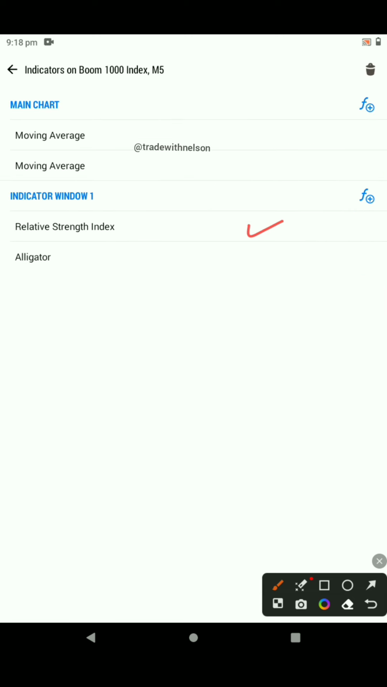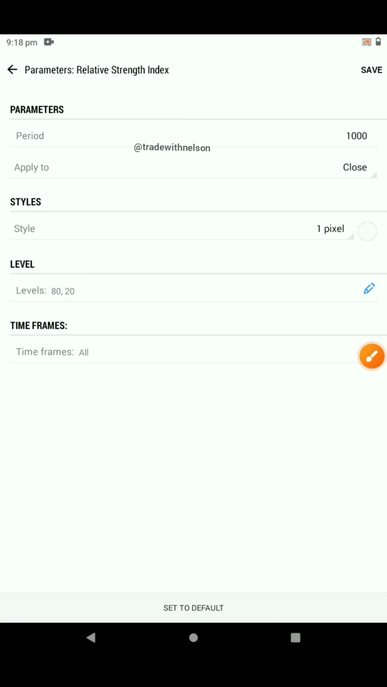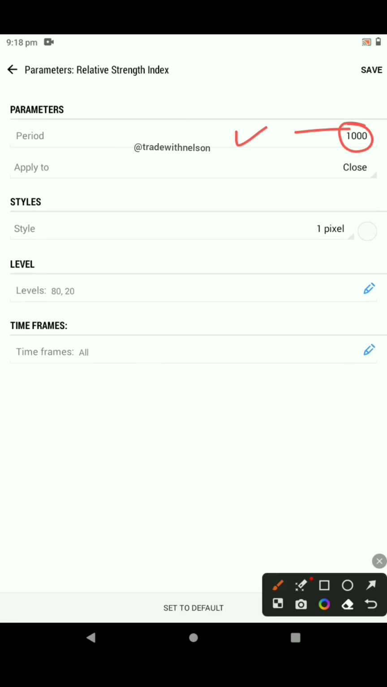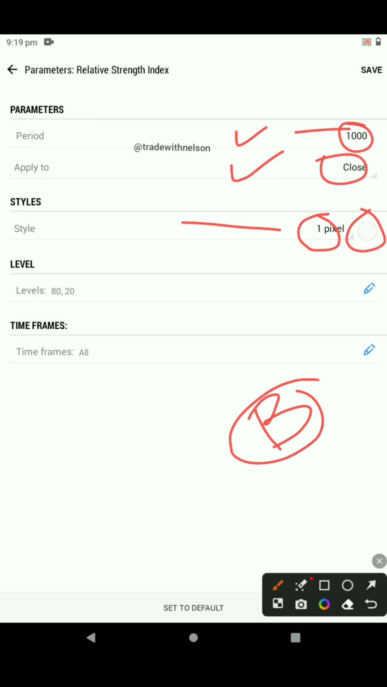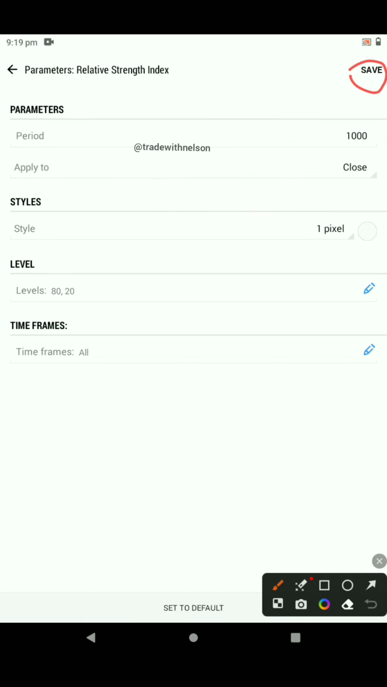For the relative strength index, click on the F icon on the main chart. Scroll down a bit, relative strength index, click on that. Make your period to be 1000, apply to close, style 1 pixel, select color of your background. If your background is black, you select black. If it is white, you select white. The main thing we need here are the levels. Click on this pen icon to add level. Add, type 80 and 20, style, make it 2 pixel and select color of your choice. After that, click on save.